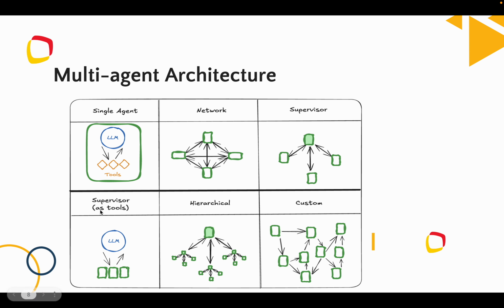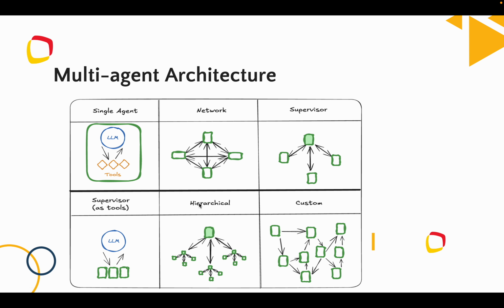But when we come to supervisor as a tool, the agents are considered as tools, and the supervisor will call the agents dynamically. This is more dynamic and we don't have much control here. The LLM, the supervisor, will decide which tool or which agent has to be called based on the input. It does not have any start or end point here.